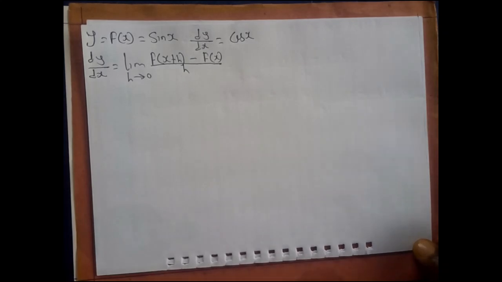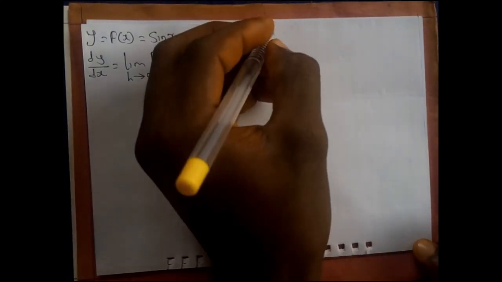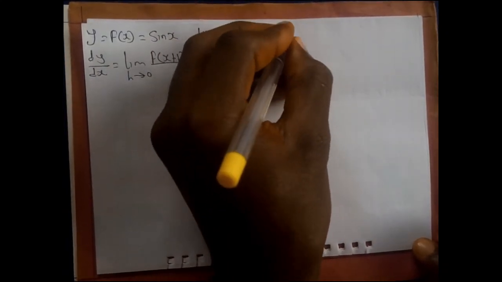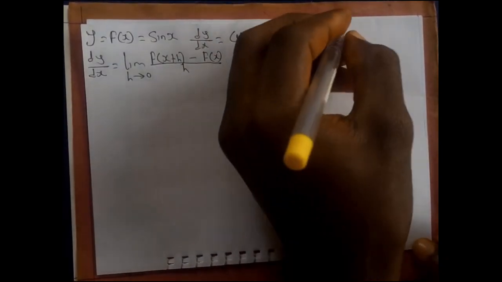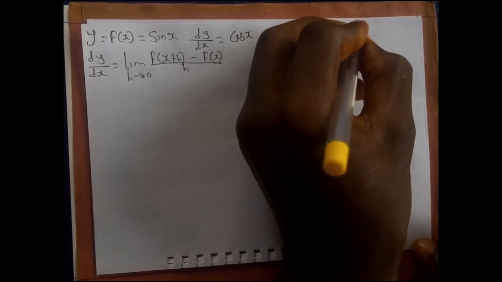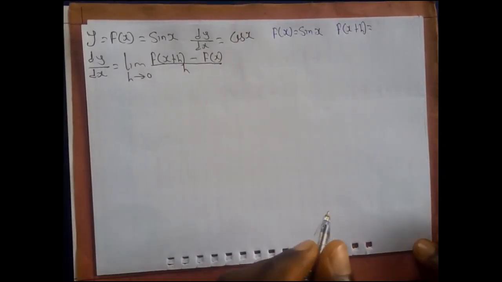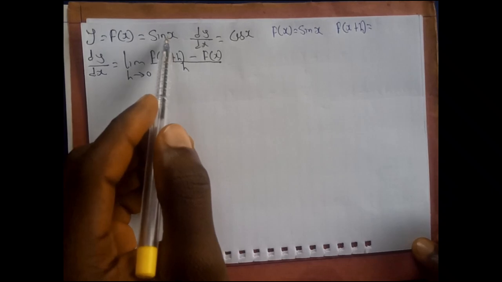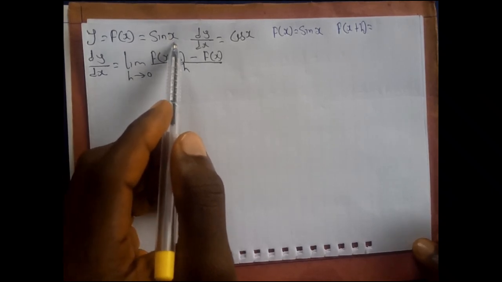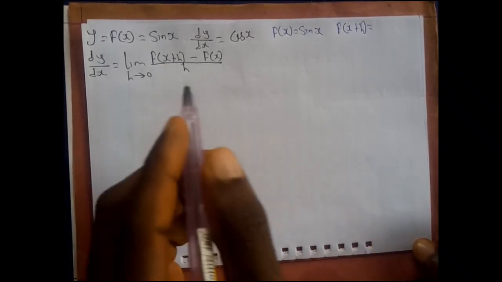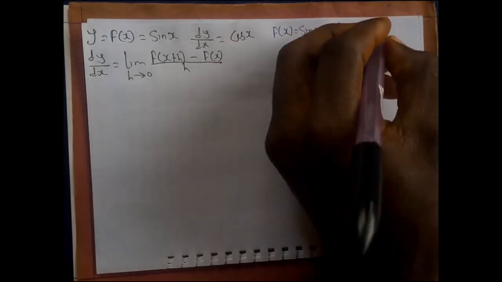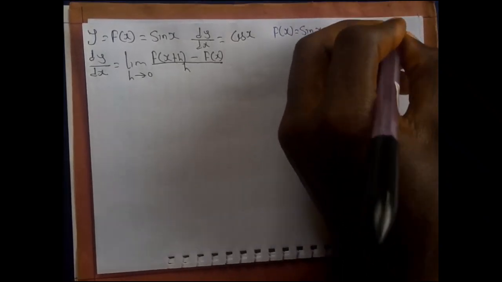Now, if f of x is equal to sine x, what would be f of x plus h? What makes sense is that wherever you see x in f of x, just replace it with x plus h. So therefore, f of x plus h will be equal to sine of x plus h.